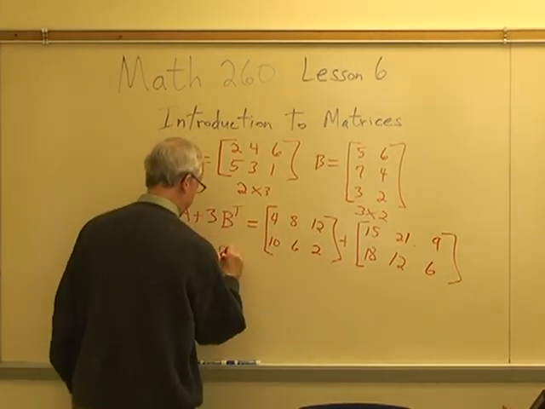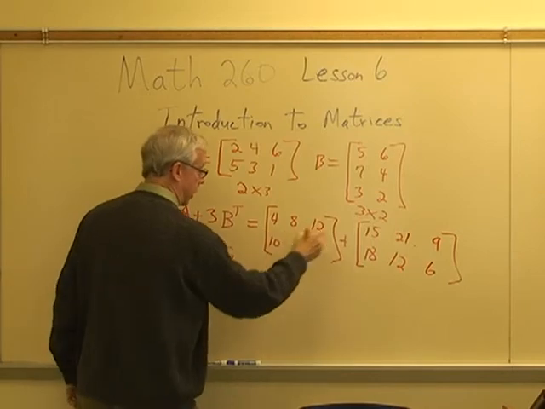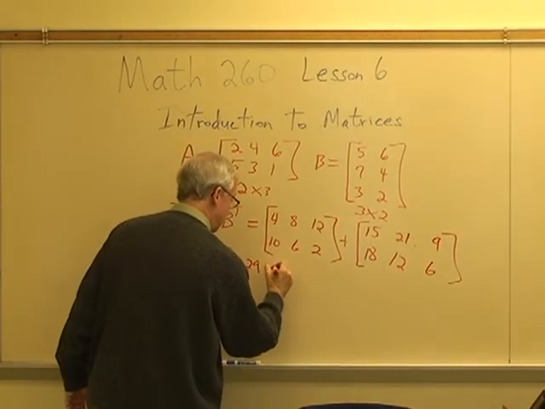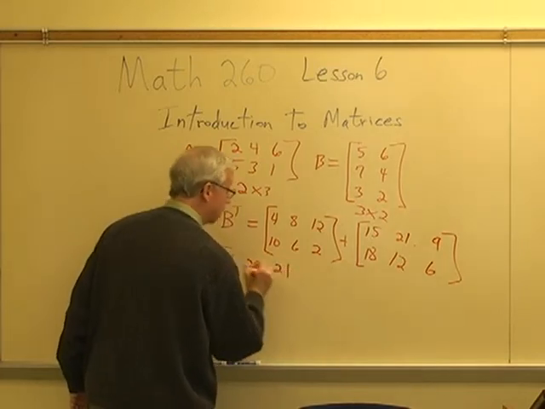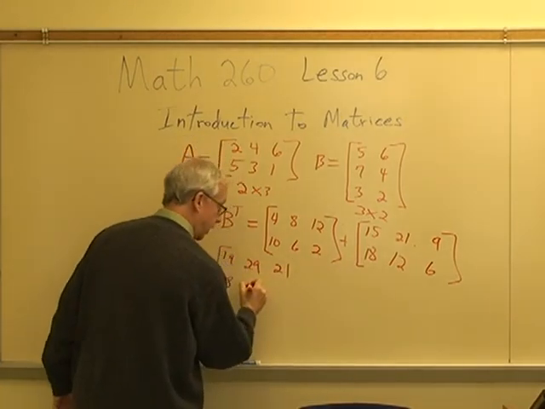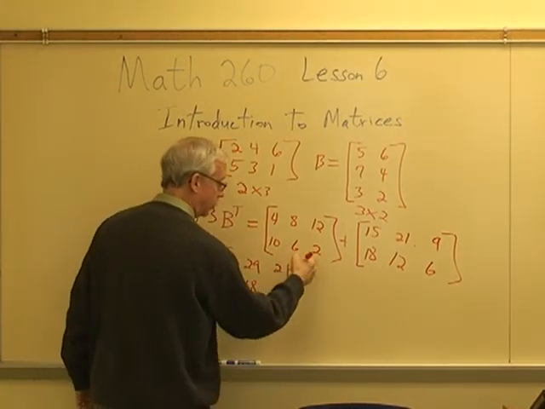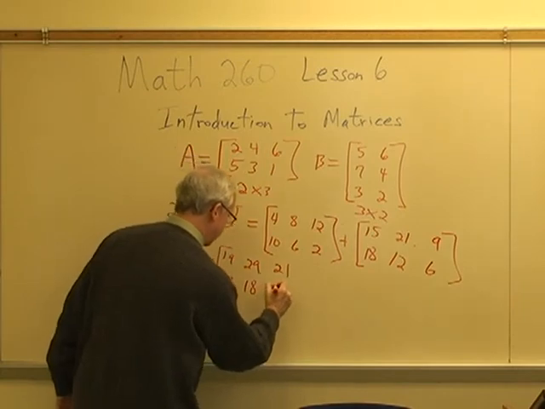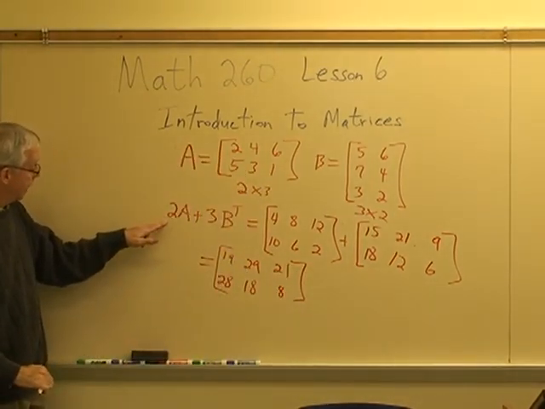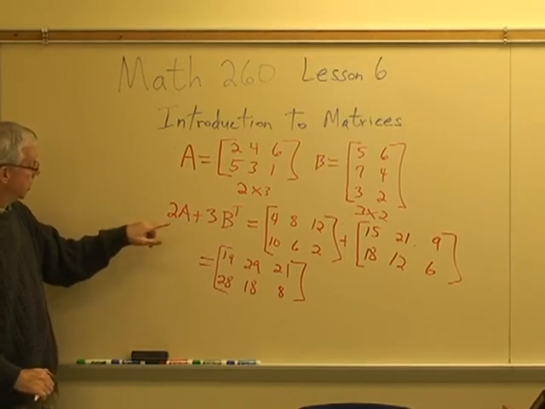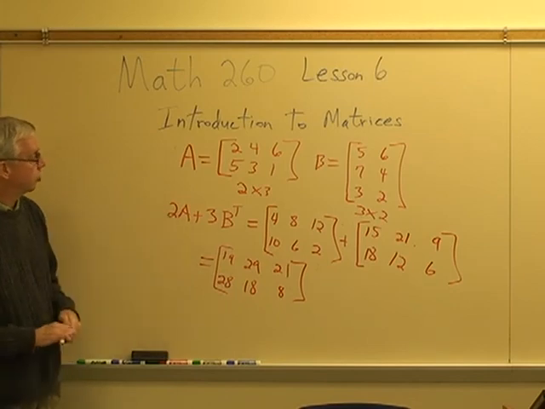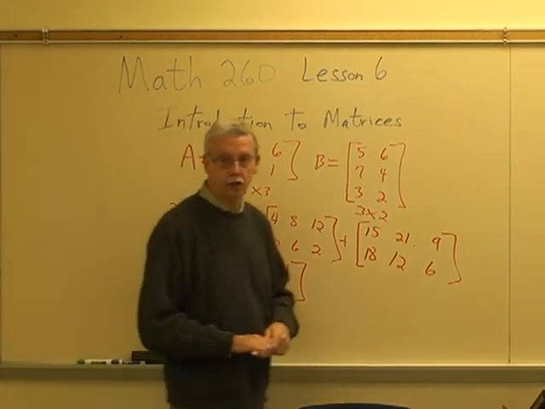Element by element, 4 plus 15 is 19. 8 plus 21 is 29. 12 plus 9 is 21. 10 plus 18 is 28. 6 plus 12 is 18. And 2 plus 6 is 8. So there we have a working example. We've used matrix multiplication by a scalar, matrix transposition, and the addition of two matrices. And that concludes our introduction to matrices.